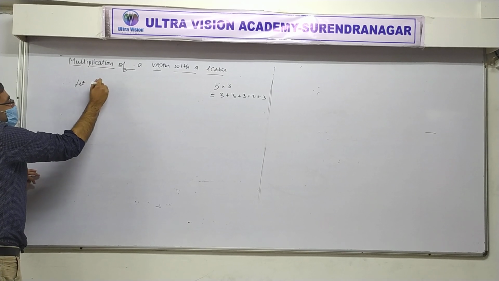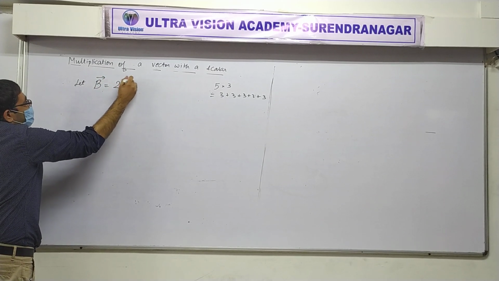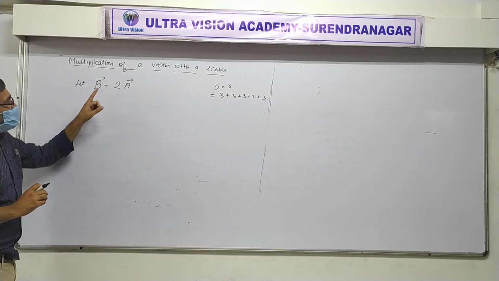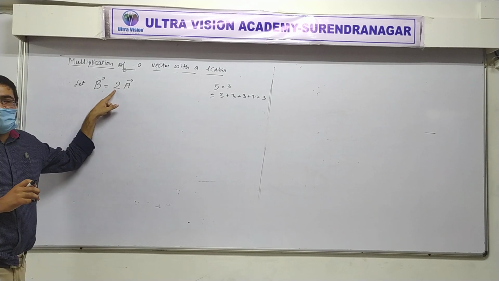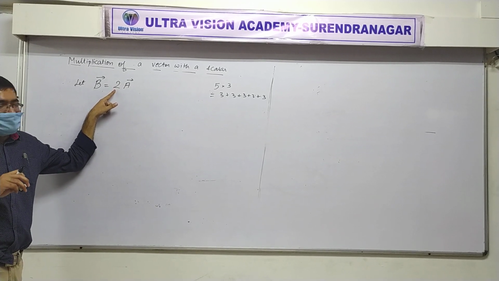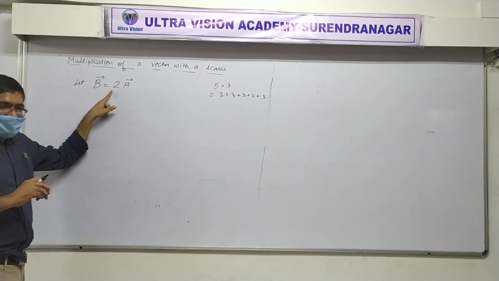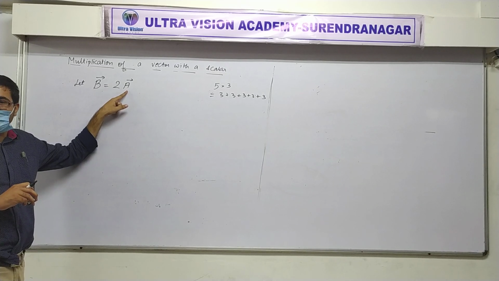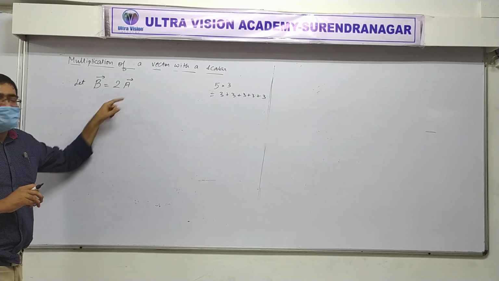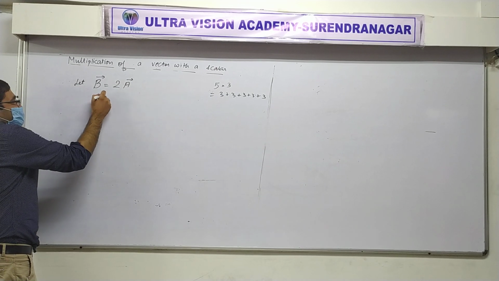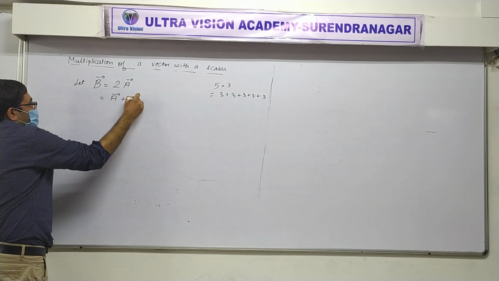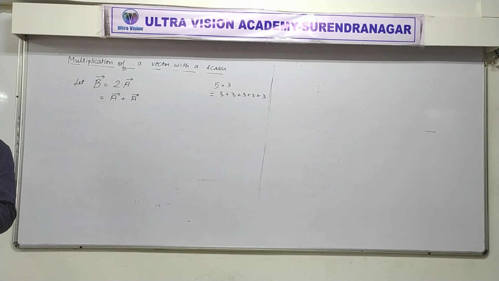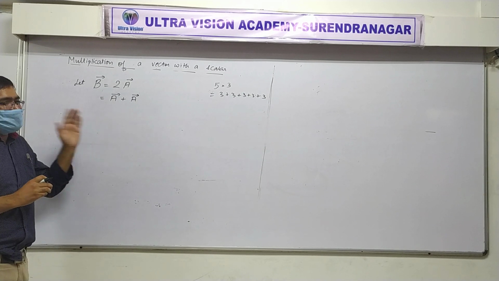Let b vector be equal to 2a vector. We take a number 2. 2 is a scalar, yes? Numbers are scalars because they don't have direction. This is multiplied with a vector, so the result is a vector. But I can write this same b vector as a vector plus a vector.